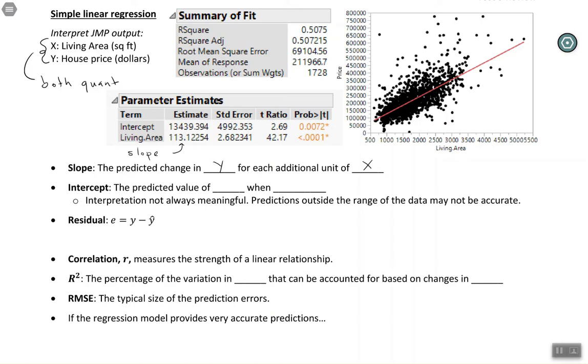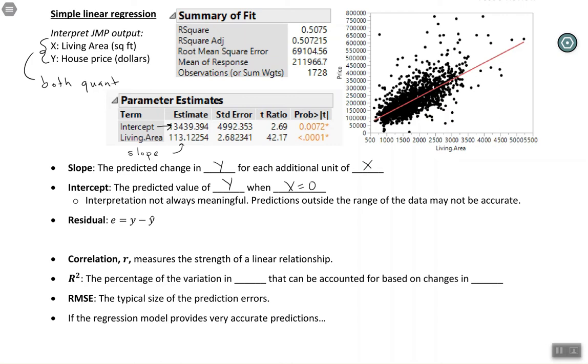The intercept, that's the predicted value of y when x equals 0. So this number right here, it's labeled for you, that's the intercept. So this would be the predicted price when living area equals 0, but that doesn't really make sense. You can't have a living area of 0 and still be a house. So interpretations are not always meaningful for the intercept. Especially if you have predictions that are outside the range of the data. That's called extrapolation, and that's going to be a risky thing to do in general.